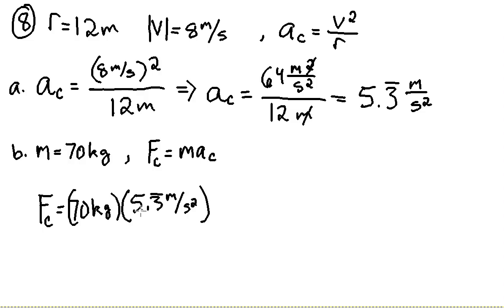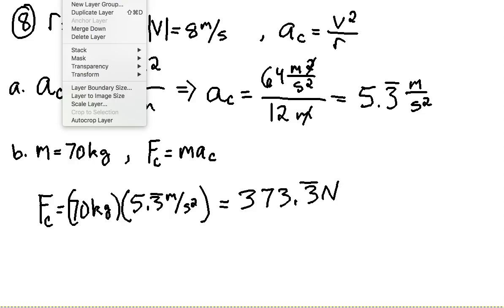So 70 times 5 is 350. 70 times 0.3, what's 1/3 of 70? I'm not sure. So I calculated this to be about 373.33 repeating kilograms times meters divided by seconds squared. We'll just call that a Newton. So that's just like number 7.